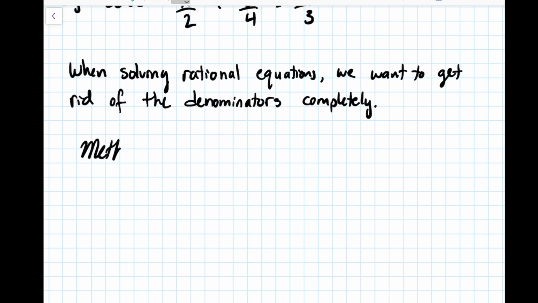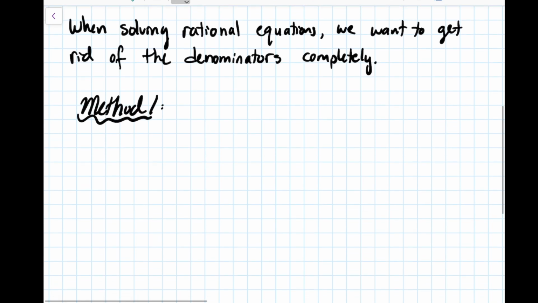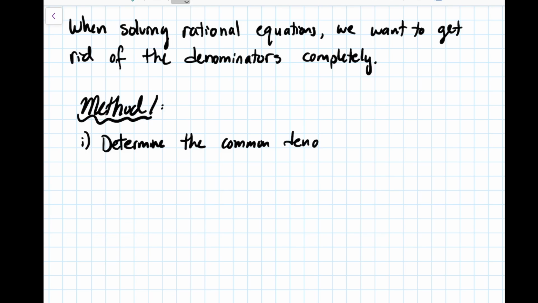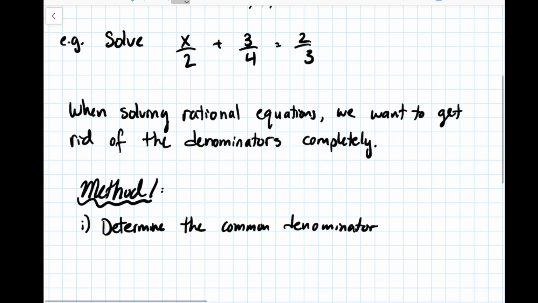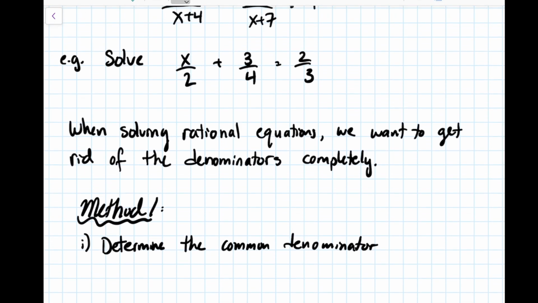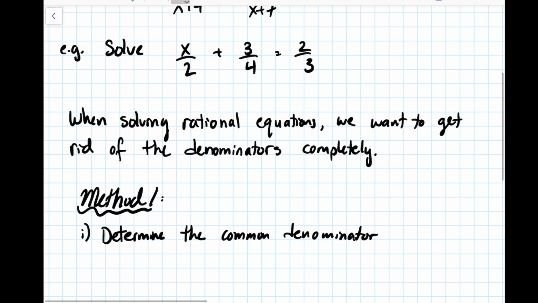So method 1. Our first step for method 1, and for method 2 really, is going to be to figure out what the common denominator is. And so again, if you haven't seen 6.3.2 and you don't know how to find a common denominator for these things, I would definitely make sure you go and do that first. Since we're dealing with numbers, this is pretty approachable. Our common denominator for 2, 3, and 4 is just going to be 12.